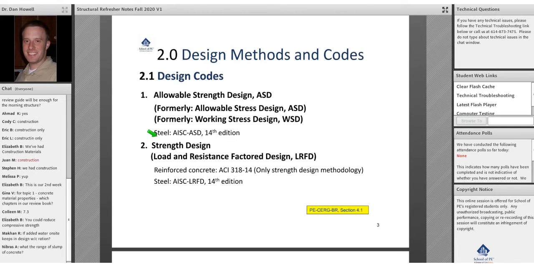Only shown in the steel manual, which means if you get a question related to reinforced concrete, you cannot use ASD. You only have one option, which is strength design, load and resistance factor design, LRFD. It's the newer of the two design philosophies, and it's based on a statistical analysis of load and resistance. We assume both of those have a normal distribution, and where they overlap would represent failure. So as long as we separate them enough, the chances of that are very low.